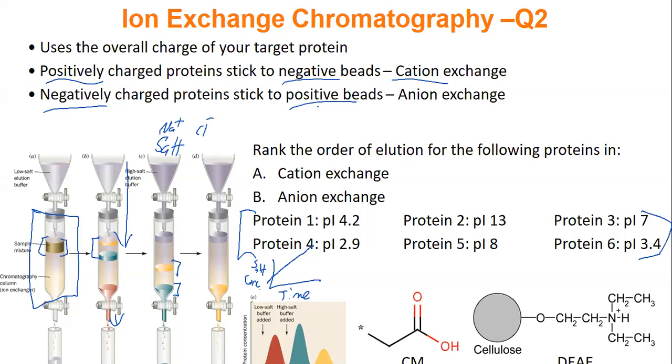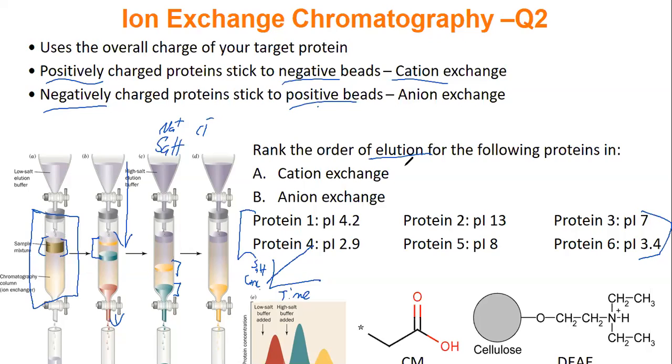Most positives come out first. Yeah, tell me. From the proteins, I give you their isoelectric points, so you can tell me which proteins are much more positive. I give you all the information. I want a rank order for A. Order 1, 2, 3, 4, 5, 6. Order the way they will come off the column.